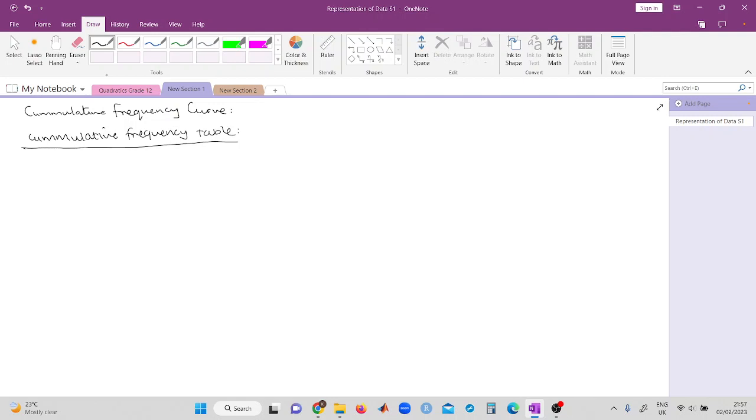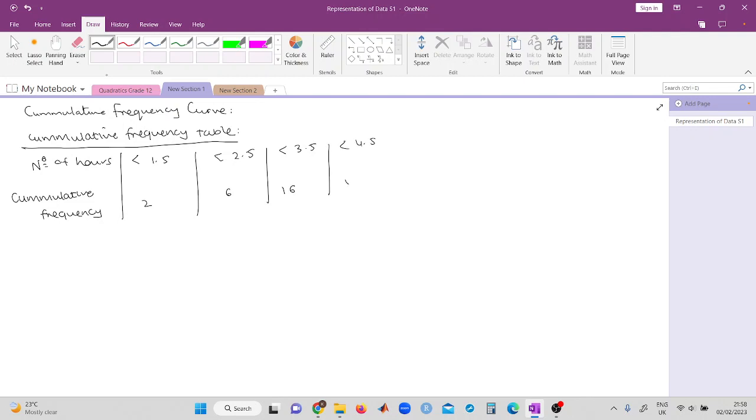For example, we have the number of hours, and then the other variable will be the cumulative frequency. Less than 1.5 is 2, accumulated. Less than 2.5 is 6. Less than 3.5 is 16. Less than 4.5 is 48. Just listing so that I can better show you how the curve is. Less than 6.5 is 91. The last one represents the total.